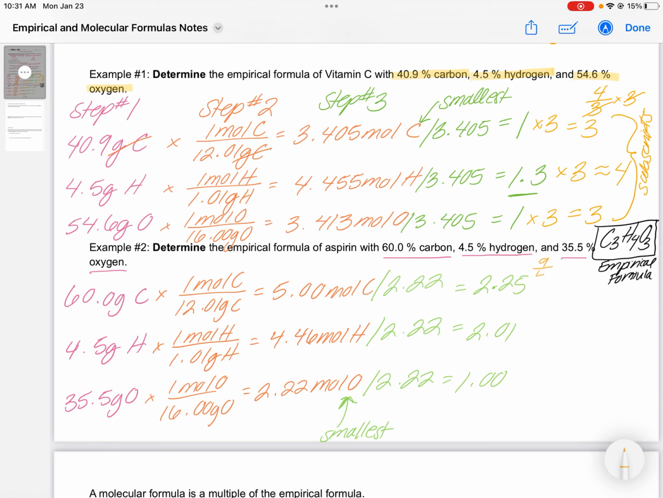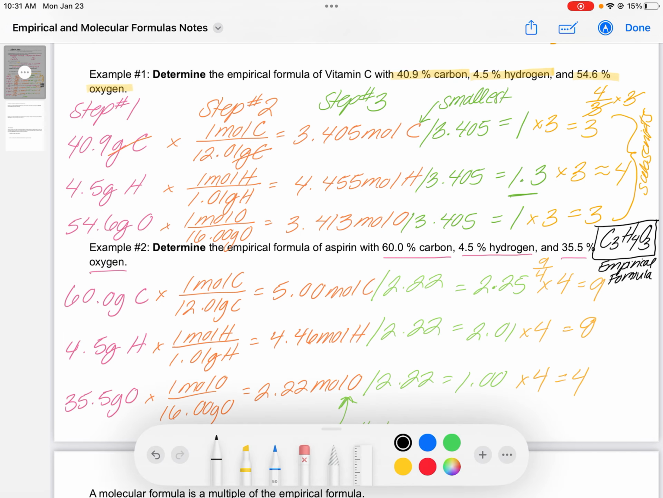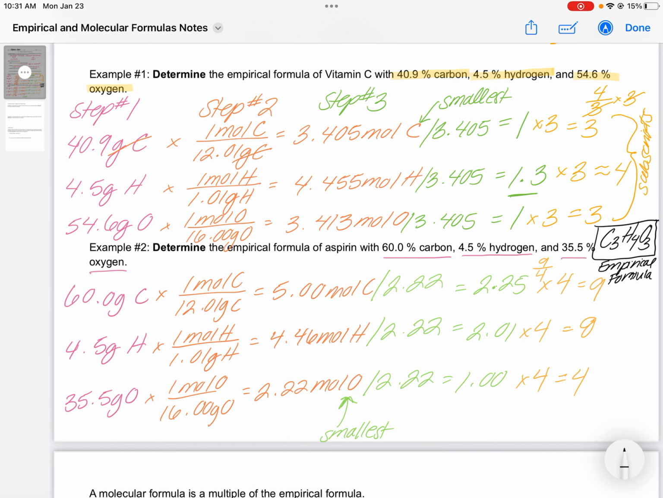.25 is essentially the same thing as 1 over 4, so 2.25 is 9 over 4. And so we're going to multiply this by 4 to make it a whole number. And we have to multiply everything else by 4 to do the same. When I do that, the result is 9, 8, 4 for my subscripts. And so the 9 is associated with carbon, the 8 is associated with hydrogen, the 4 is associated with oxygen, and I'm going to write my empirical formula as such.